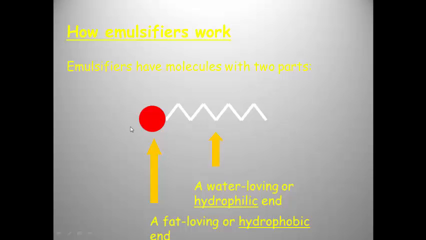Now, the head of the emulsifying ingredient is hydrophobic, which means it's scared of water, so it likes the oil. Whereas the tail is hydrophilic, which means it likes the water. Now, those names might sound a little bit complicated to you, but they're really not.